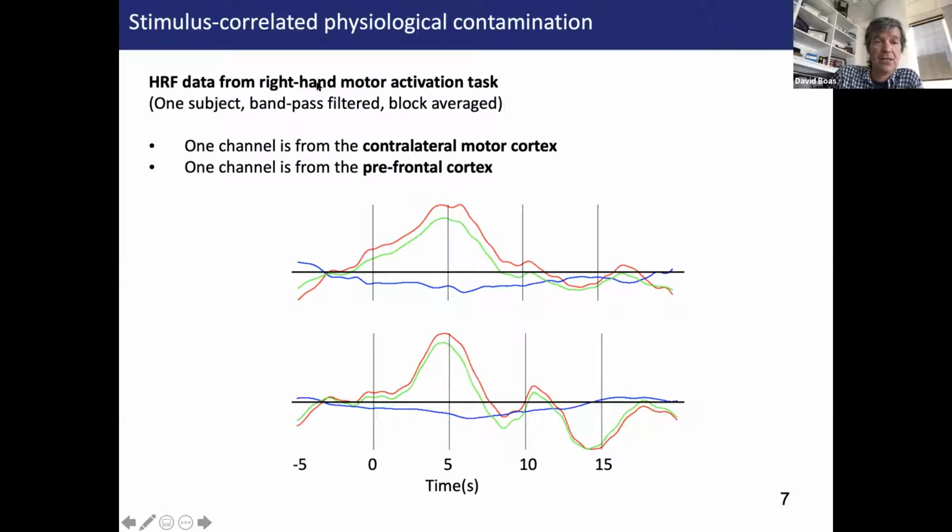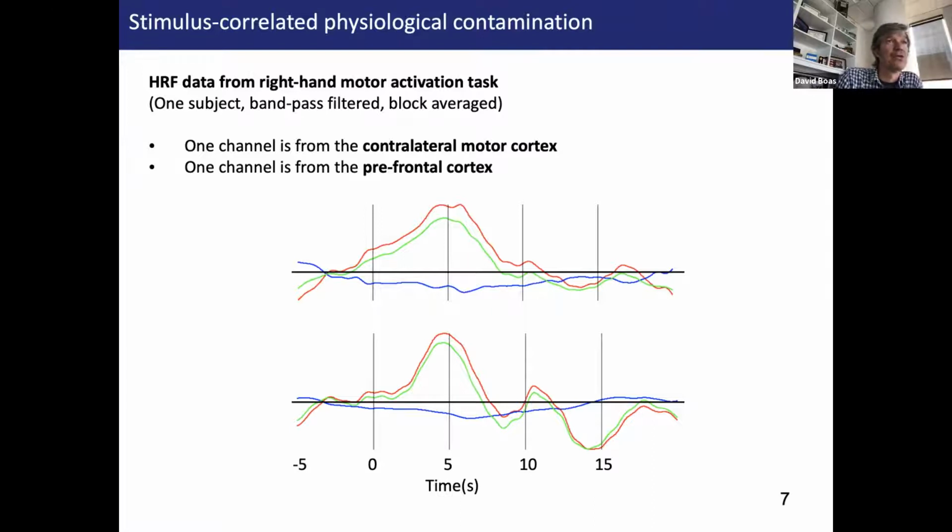So here's a subject that was doing a right-hand motor activation task. It was block averaged. One channel is over the motor cortex, one channel is over the prefrontal cortex. Of course, on the prefrontal cortex, we did not expect to see brain activation. So this is most likely some systemic physiology that's synchronized with the stimulus. What often happens with some motor task is you'll actually get an increase in heart rate, which will modulate blood pressure, which modulates the oxyhemoglobin in the arterioles and blood volume. It can look very much like a brain activation pattern. So that's an example of systemic physiology synchronizing with the stimulus, right?